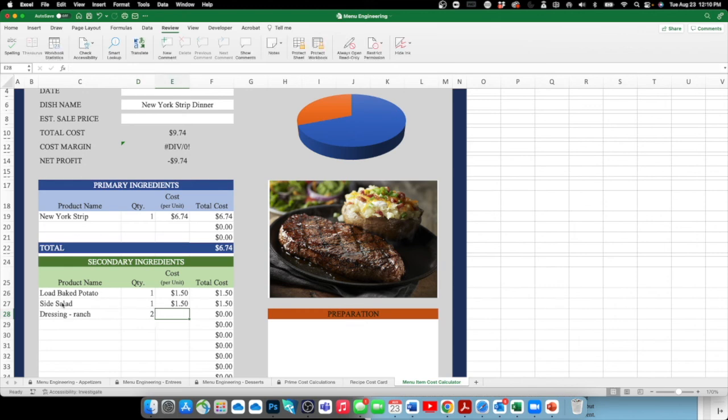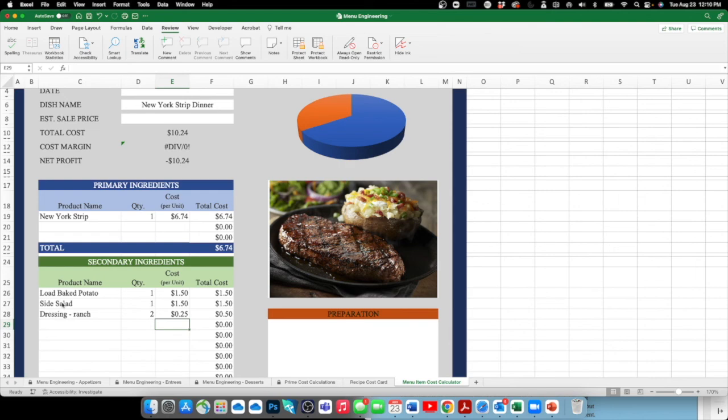Cost per unit. Now this is still the cost per individual unit. You don't multiply it times 2. Let the computer do the math for you. So the cost per unit, I look at my recipe card for ranch, and it is 25 cents each. That's going to tell me that I've got a total cost of 50 cents in there for that.